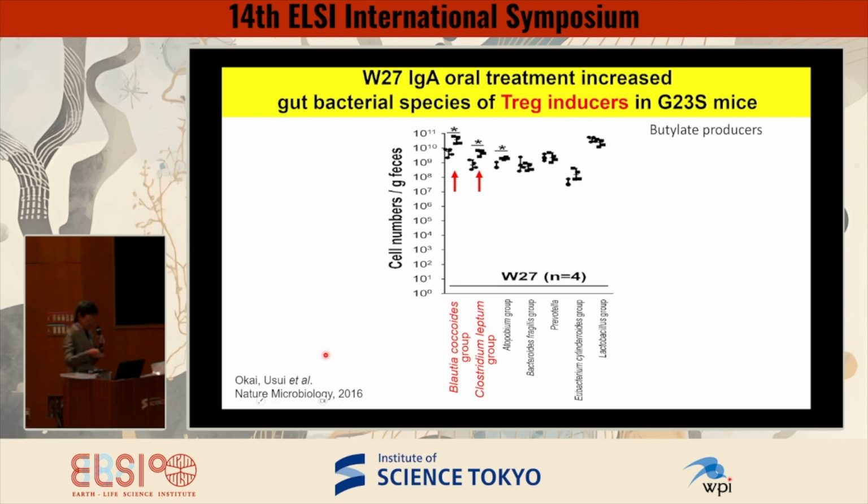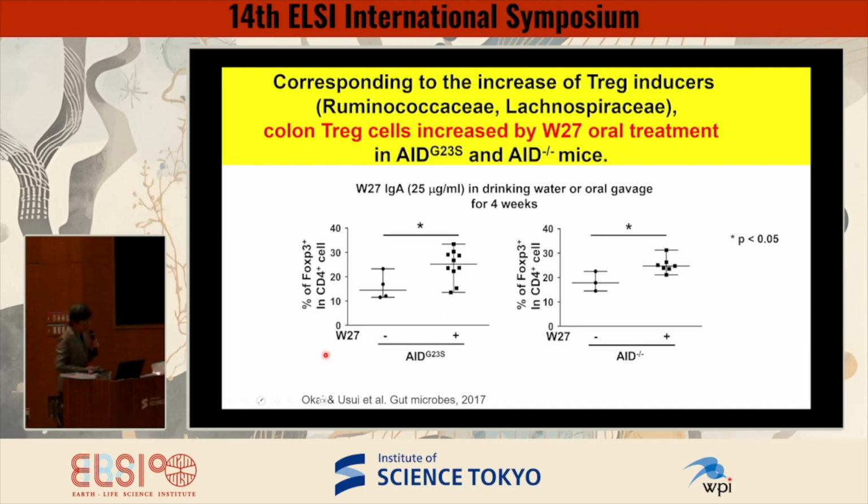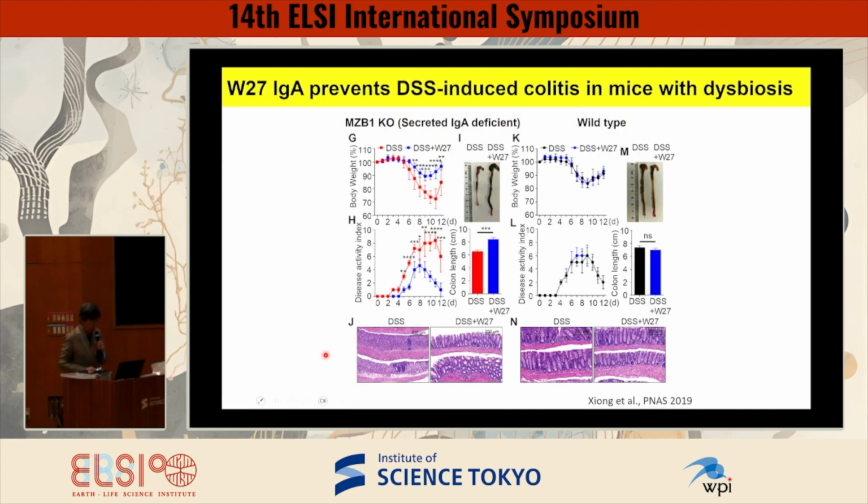But indirectly, in the feces, W27 intake increased these butyrate producers. And according to the increase of Treg inducers in the colon, in both AID G23 mice and AID knockout mice, both mice show an increased number of Tregs. So probably because of this, the inflammation is stopped.